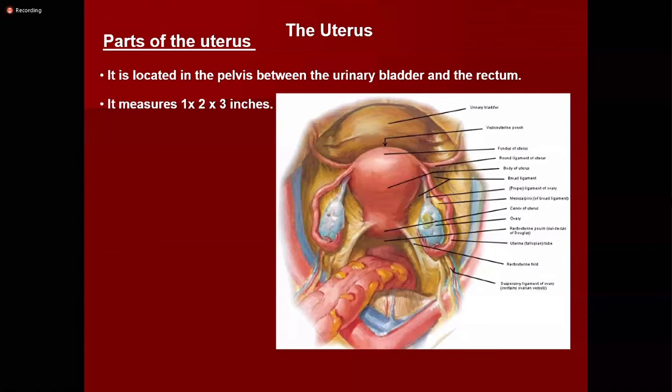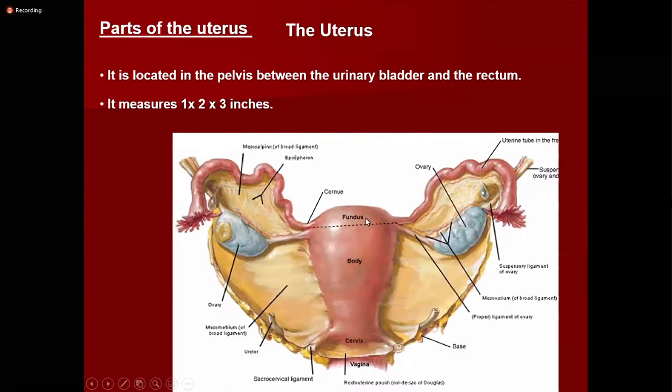So it's a very small muscular organ that you're going to see in the lab, located between what? Between this, what is that? That is the bladder. What do we have anterior to the bladder? Pubic symphysis. So it is between the bladder and the rectum. So it is very small in size, 1 by 2 by 3 inches, 3 inches in length, 2 inches in width, and the thickness is only 1 inch.